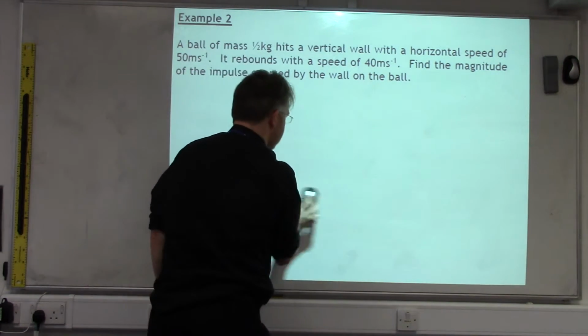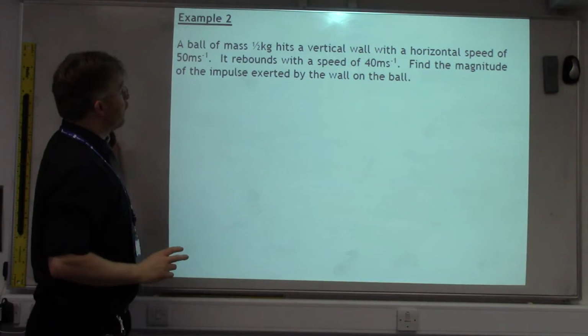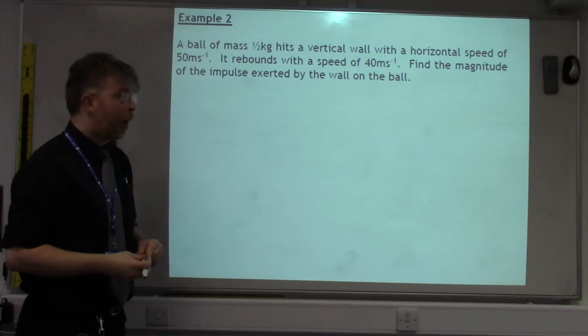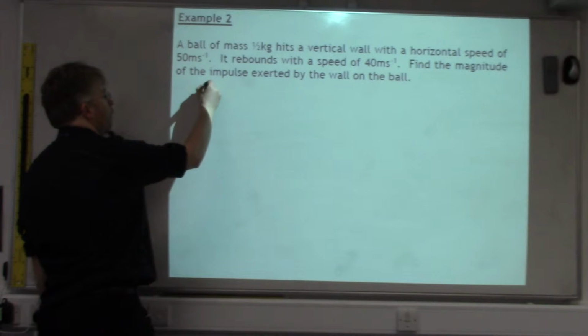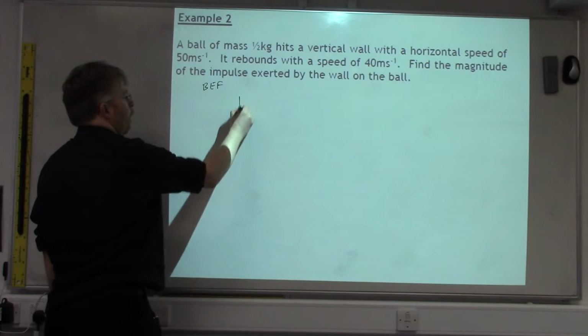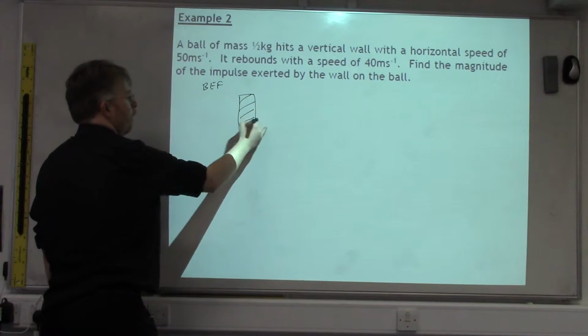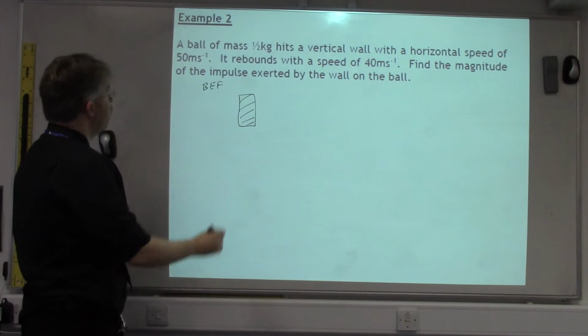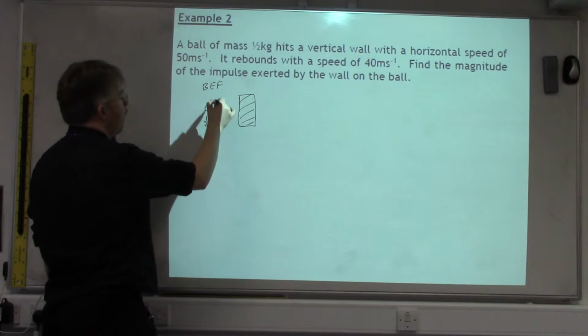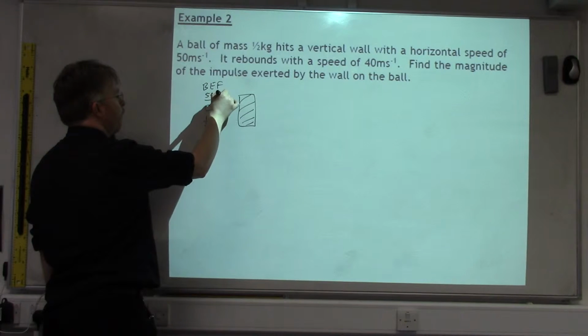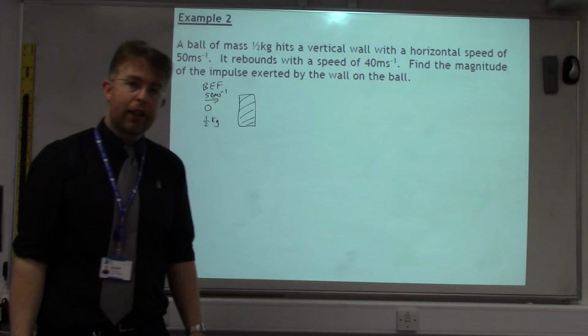So in this case, a ball of mass half a kilogram hits a vertical wall with a horizontal speed of 50 meters per second. So let's do a little sketch. It's often useful in mechanics. So before, we've got our ball with mass half a kilogram, and it's doing a horizontal speed of 50 meters per second.